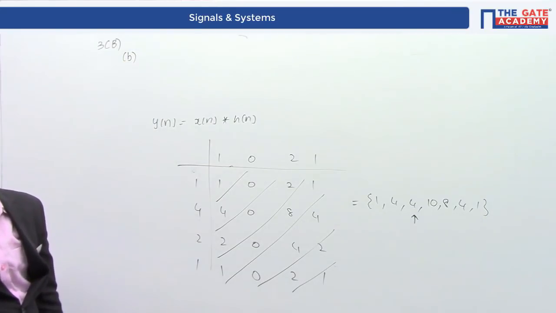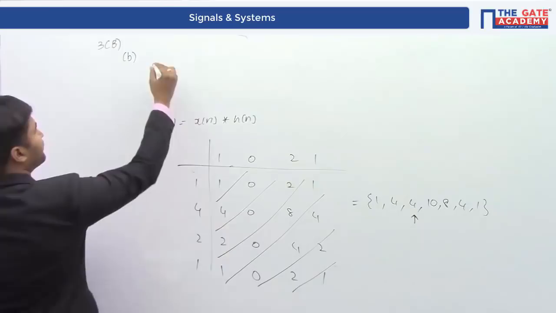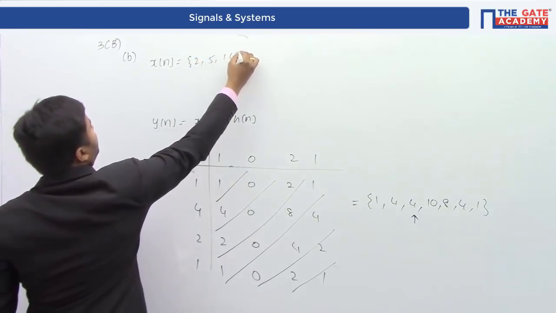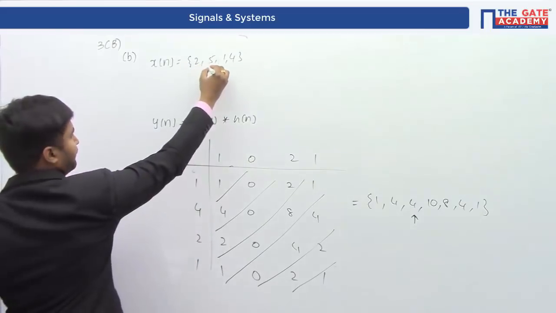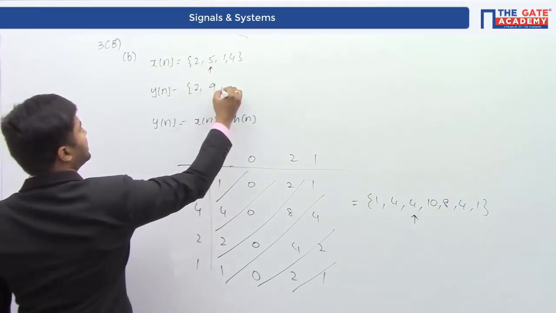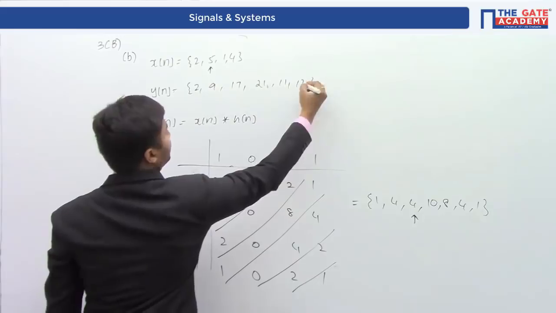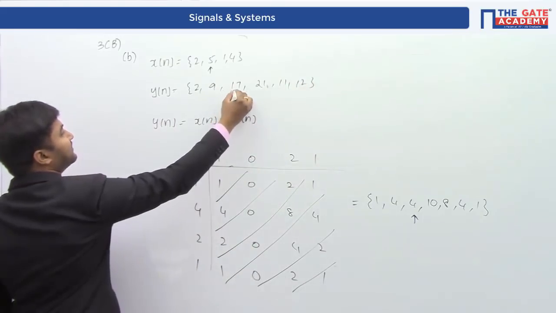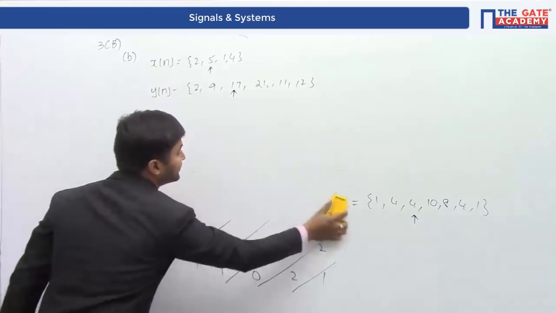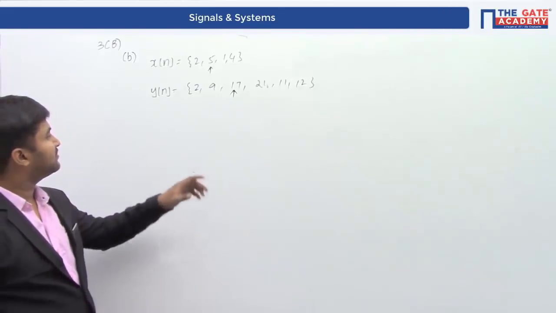So in the case of the B part, h of n is asked, while x of n and y of n are given. The x of n is given to be 2, 5, 1, 4, and the arrow is present at 5, and the output y of n is given to be 2, 9, 17, 21, 11 and 12, and the arrow is present at 17. So in this question, strangely, x of n, which is the input, and y of n, which is the output, both are given. And what is asked here is nothing but h of n.